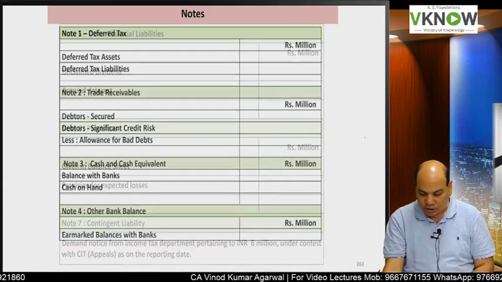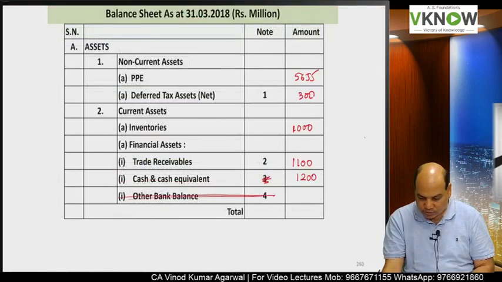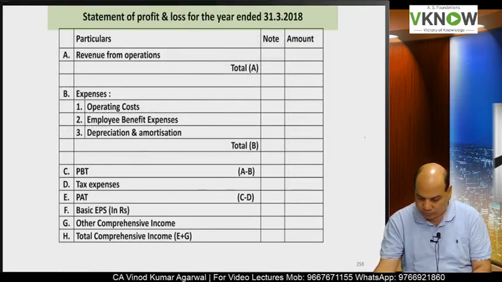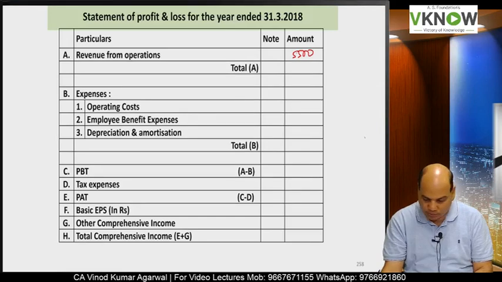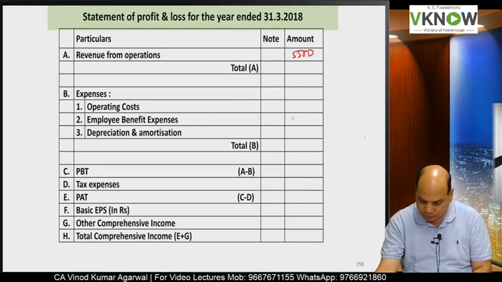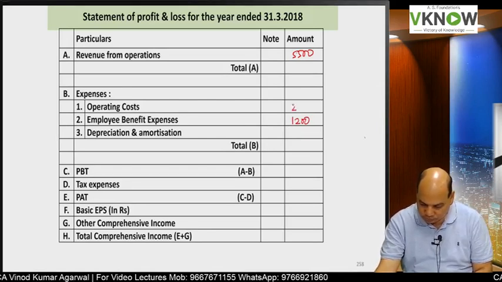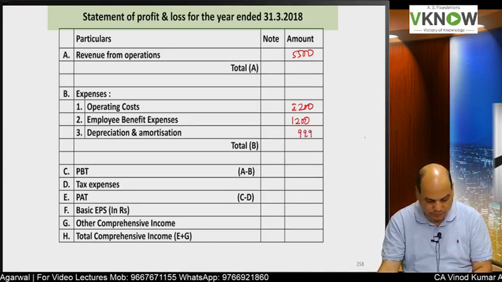Then I'll come to the P&L account. This does not have much adjustment. So start with revenue from operation 5500, then employee benefit expense 1200, then operating cost 2200, depreciation 999, total 4399.